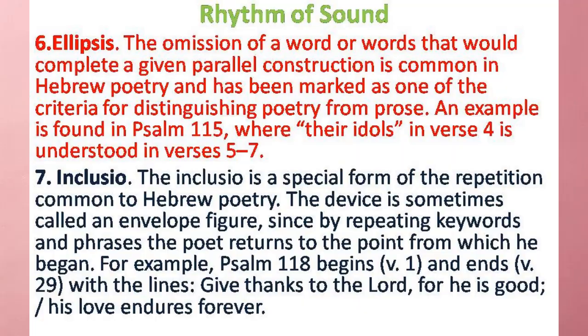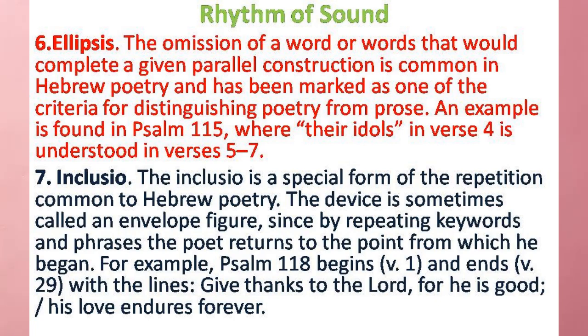Another figure of speech used for the rhythm of sound is ellipsis. What is ellipsis? Ellipsis is simply the omission of a word or words that would complete a given parallel construction. So it is the omission of a word. One word will be absent from the parallel construction of words. It is common in Hebrew poetry and has been marked as one of the criteria for distinguishing poetry from prose. By understanding ellipsis, we can understand whether a passage is prose or poetry in nature.